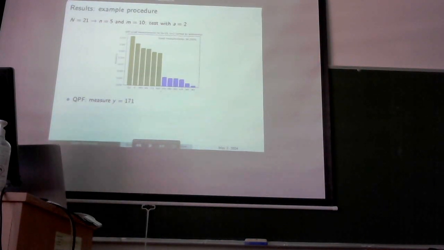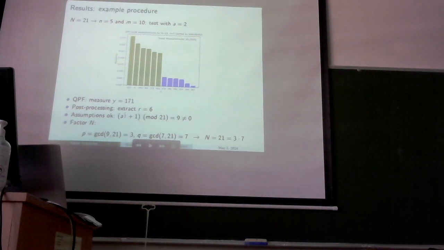So we make another measurement with the same value, and we get this other value, again a good measurement, 171. Post-processing gives us a value of R equals 6. Now we check, and all the assumptions are fine, no trivial cases are hit, and the order is even, so we can just factor N. So this is a good example of how factoring works.